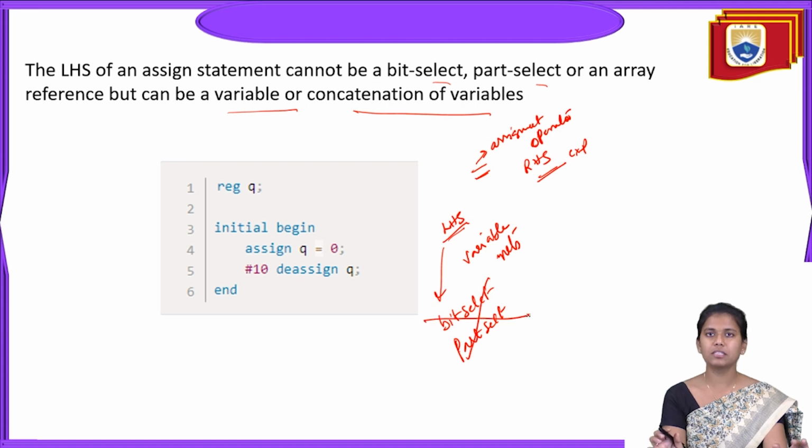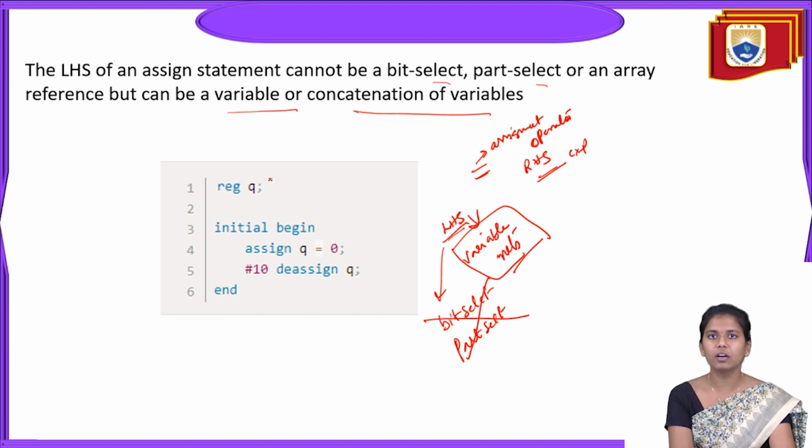We don't have any bit select or part select. The only things we can have are variables and nets, and this you will have only on the LHS. Okay, so here you will see the register q.